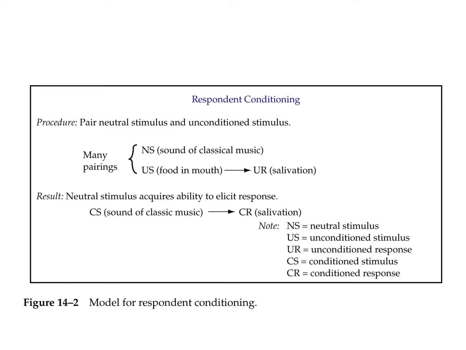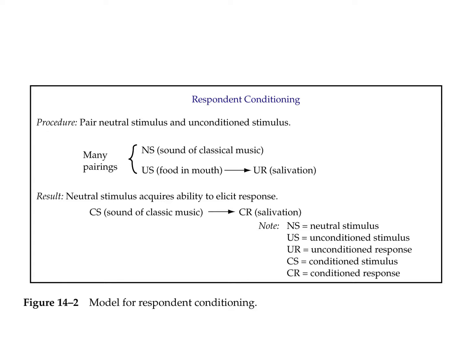Respondent conditioning procedure. Pair neutral stimulus and unconditioned stimulus. Many pairings. NS: sound of classical music. US: food in mouth. UR: salivation. Result: neutral stimulus acquires ability to elicit response. CS: sound of classical music.